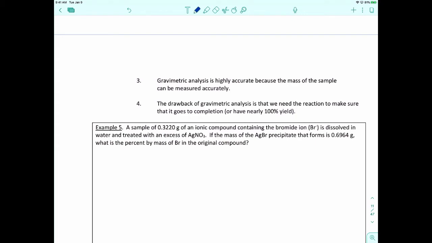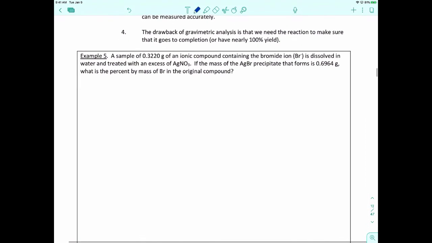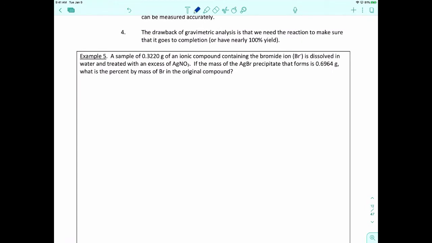The drawback, because it's highly accurate, is that we need to make sure the reaction goes all the way to completion, to precipitation. So you've got to have 100 or almost 100% yield. All right, let me give you an example of a gravimetric analysis problem. Let's try this out. Here's how the problem goes.